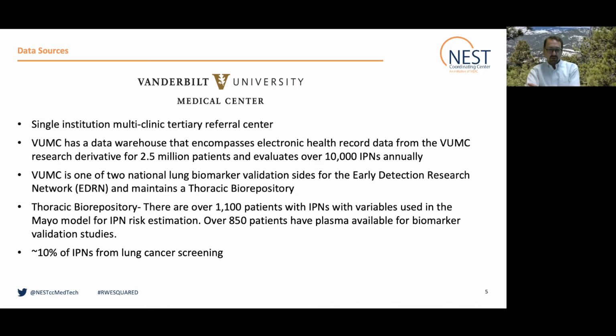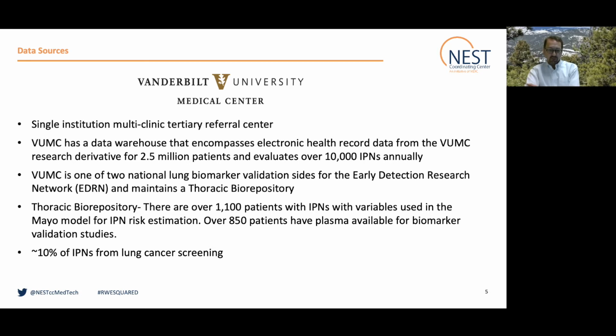So first of all, I want to describe briefly the three institutions that collaborated on this project. Vanderbilt is a multi-clinic tertiary referral center, a large academic medical center. We have a common data model, a research and synthetic derivative, which uses OMOP. We evaluate over 10,000 IPNs a year. It's also one of the national biomarker validation sites, the Early Detection Research Network, of which I'm a leader of the Thoracic Biorepository. This was one of the reasons why Abbott was very interested in working with NEST in the project.